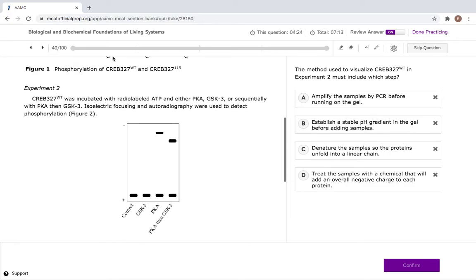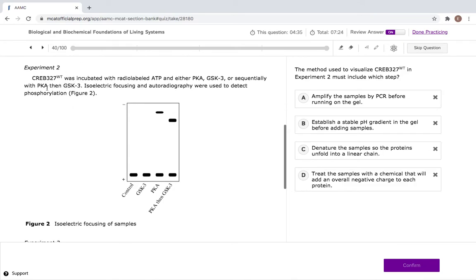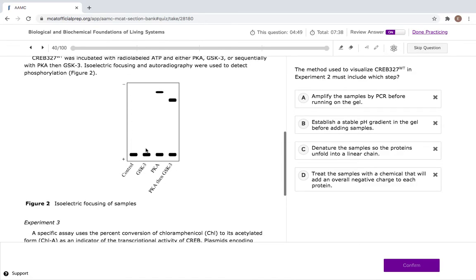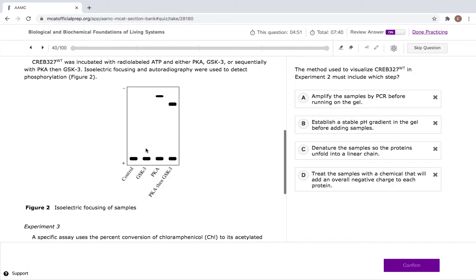So kind of like the first one. Isoelectric focusing and autoradiography were used to detect phosphorylation. Again, it's kind of similar here. They got just CREB wild type, and they threw in PKA and GSK3, these kinase enzymes that phosphorylate the CREB, and then they did PKA and then GSK3. But instead of SDS-PAGE, they just did isoelectric focusing.